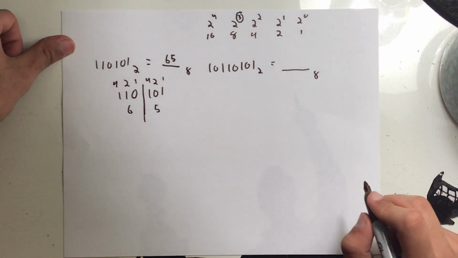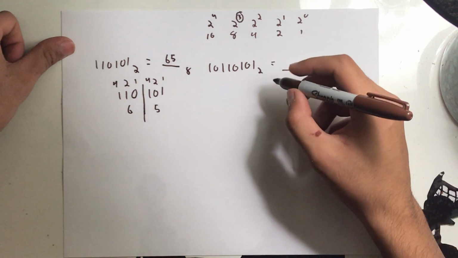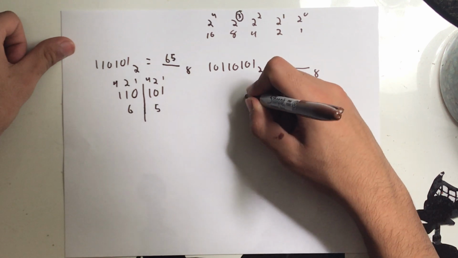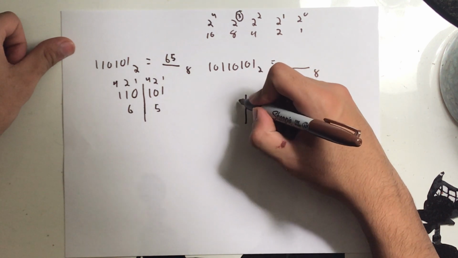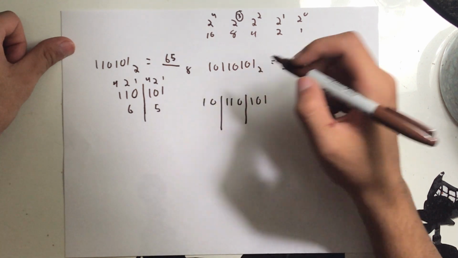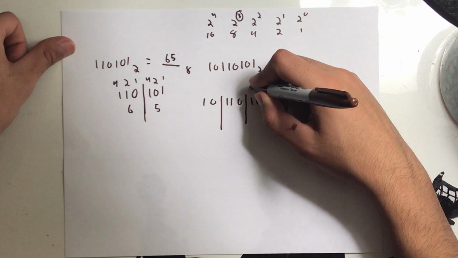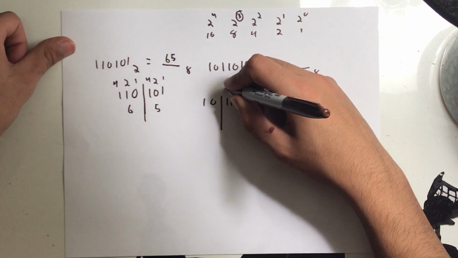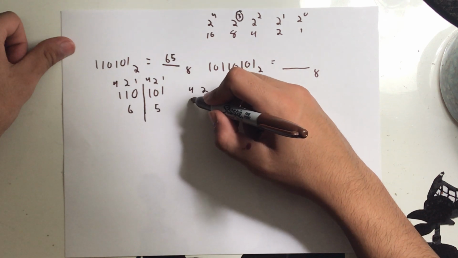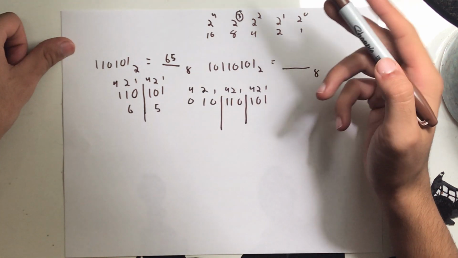How do we do it? Again, we're going backwards. We get 1, 0, 1. We draw a line. 0, 1, 1. Draw a line. And 0, 1. And then we write down 1, 2, 4. 1, 2, 4. 1, 2. We can write down a 4 and put a 0 if you want, but it's really unnecessary.